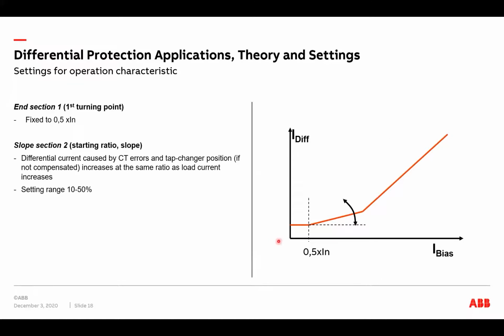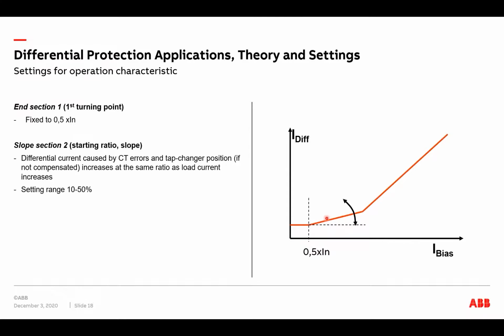Now, the end section 1, so that is the point here when the slope starts in this characteristic. And this slope is called slope section 2. So the end section 1 is fixed in transformer differential protection to 0.5 times nominal. This means half of the rated current of the power transformer.